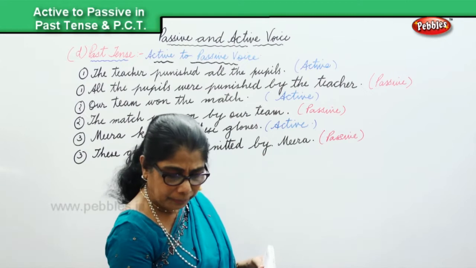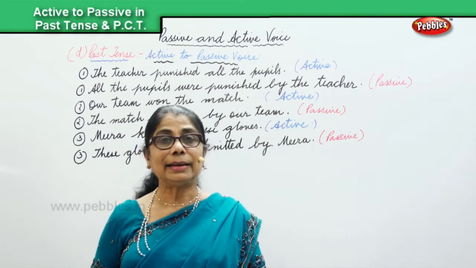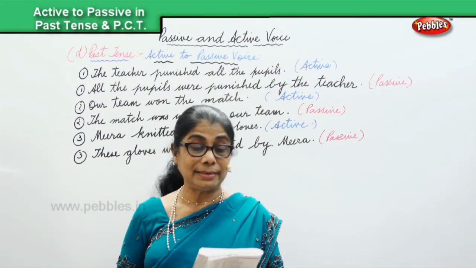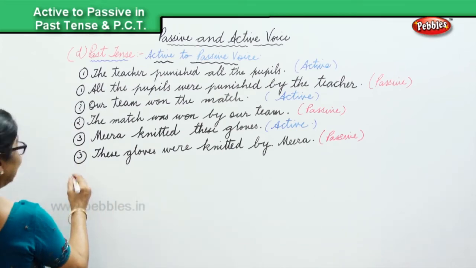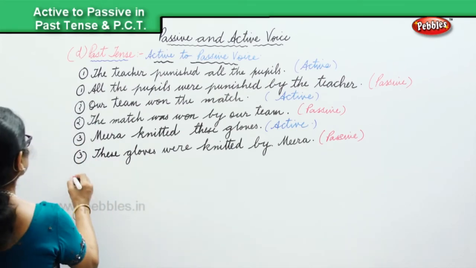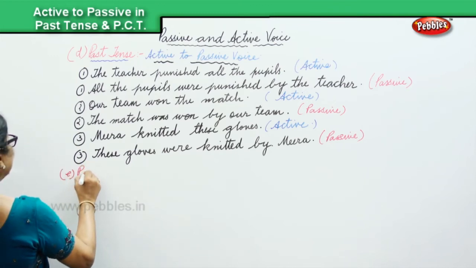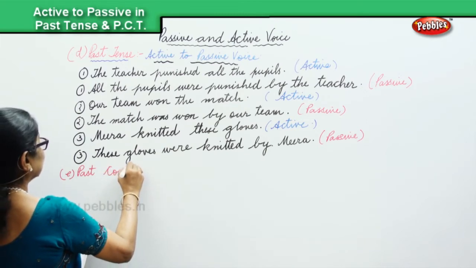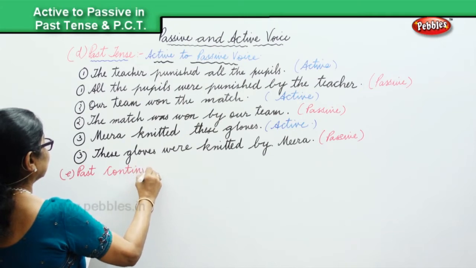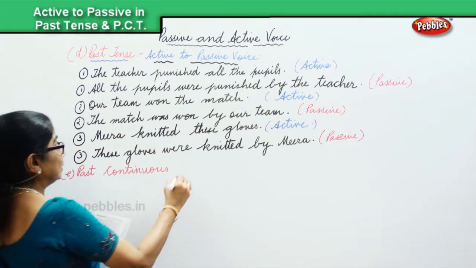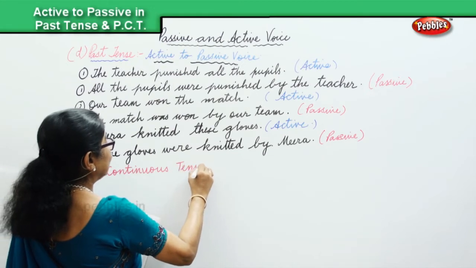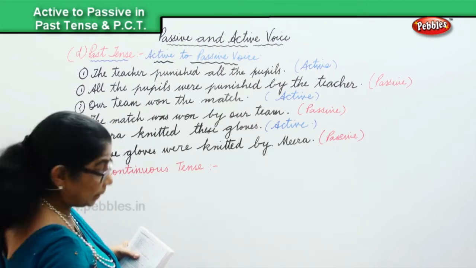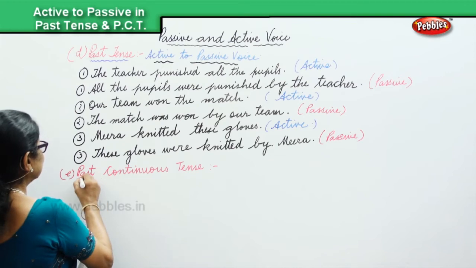Okay, now again, let us look at E, past continuous tense. So the next thing we are going to do is E, past continuous tense. We will do a couple of sentences to recall what we have done. Okay? Past continuous tense.